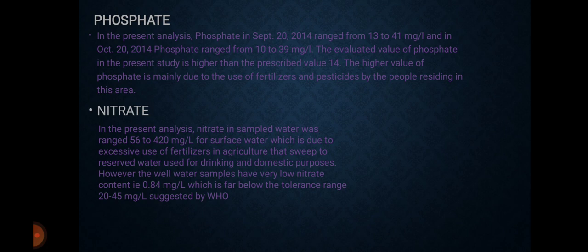The higher value of phosphate is mainly due to the use of fertilizers and pesticides by the people residing in this area. Nitrate. In the present analysis, nitrate in sample water ranged from 56 to 420 mg per liter for the surface water, which is due to excessive use of fertilizers in agriculture to sweep the reserved water used for drinking and domestic purposes. However, the well water samples have very low nitrate content, 0.84 mg per liter, which is far below the tolerance range of 20 to 45 mg per liter suggested by WHO.